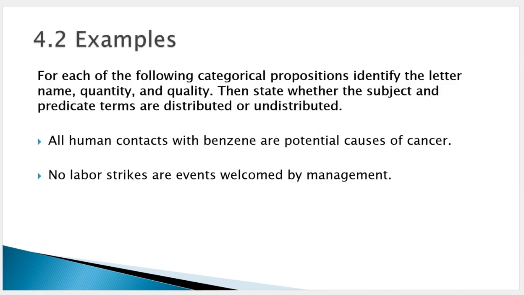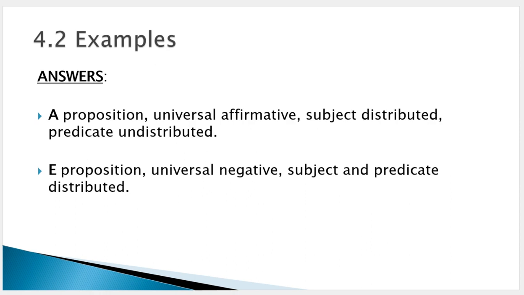All right, so let's try some examples. Okay, so for each of the following, I want you to identify the letter name, the quantity, and the quality, and then state whether the subject or the predicate terms are distributed. You might need to go back to that chart and look at it and use that. I know I do because that's how I remember everything, is that chart. So press pause. Welcome back. Let's see how you did. Here are your answers.